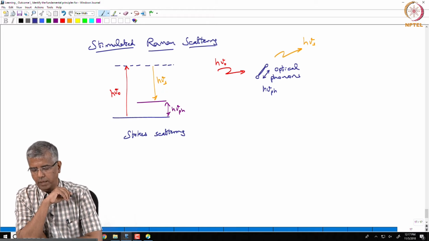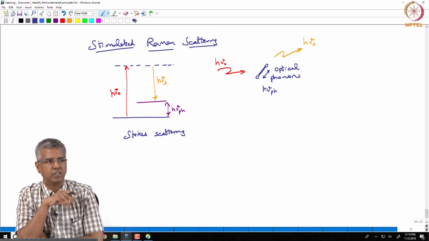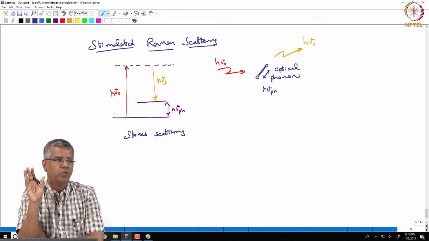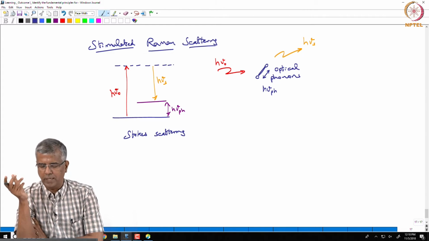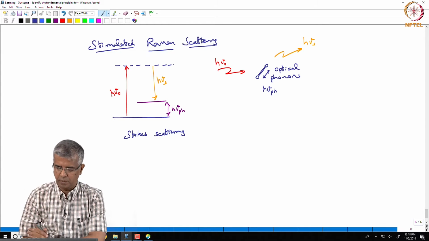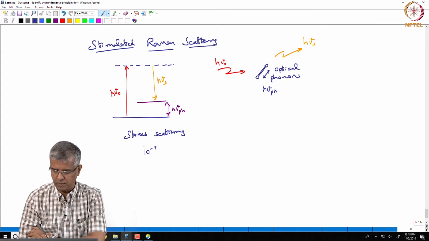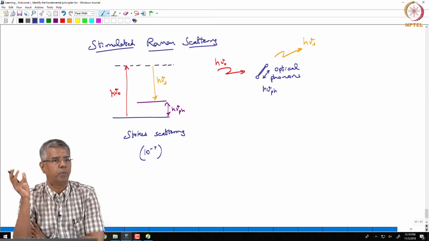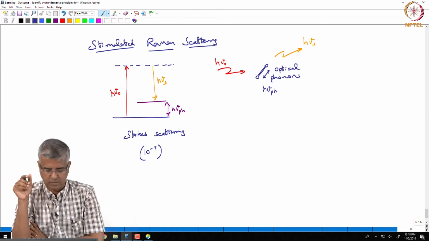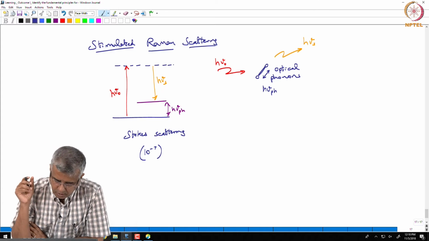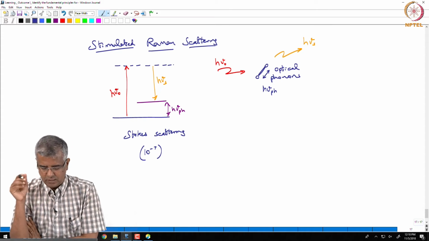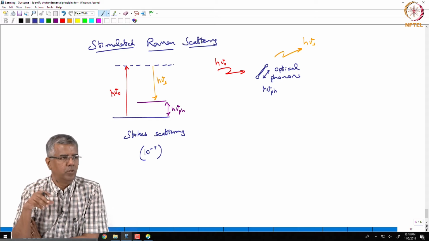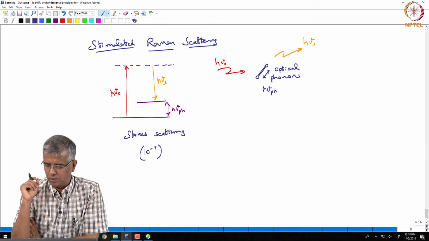Okay. And of course, this is not something that happens for every photon that comes around. This is a phenomenon that happens with a probability of 10 power minus 7, so 1 in 10 power 7 photons undergoes something like this. So, it is a very unlikely event, but nevertheless if you look well enough you should be able to pick up these Stokes photons. So, that is one process.